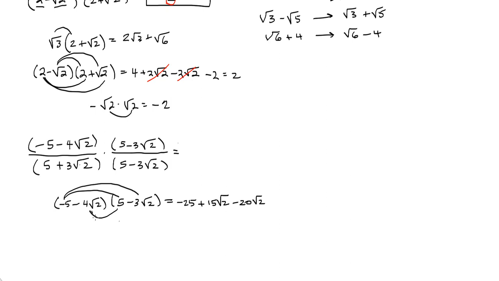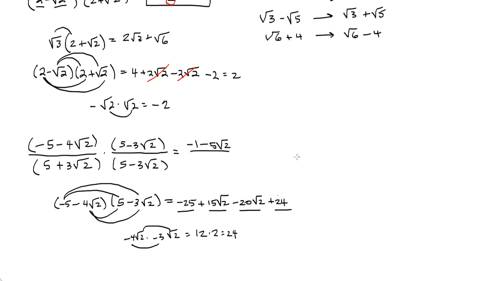And then my last, negative 4√2 times negative 3√2. What's negative 4 times negative 3? Positive 12. And what's √2 times √2? 2. What do we get? 24. Plus 24. So let's combine some like terms then. What have we got? Negative 25 plus 24, negative 1. Is that right? Yep. 15√2 minus 20√2 is negative 5√2.